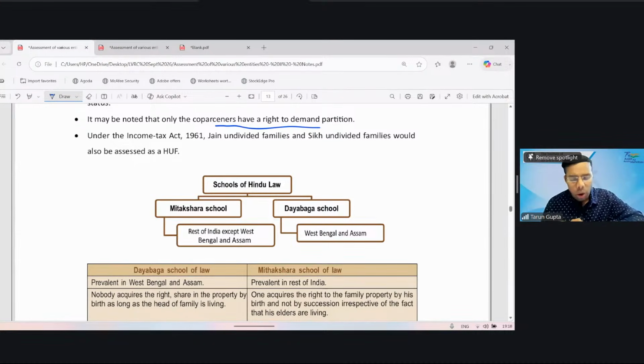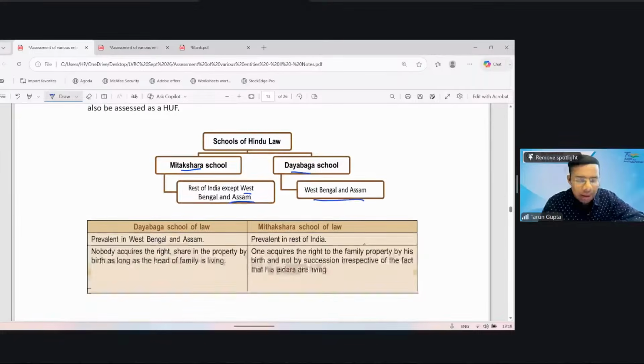Now, there are two schools of law in the Hindu law: Mitakshara school and Deyabaga school. Mitakshara school is prevalent in all of India except West Bengal and Assam. Deyabaga school is only in West Bengal and Assam. The Deyabaga school says that the member shall not acquire right or share in the property by birth as long as the head of the family is living.